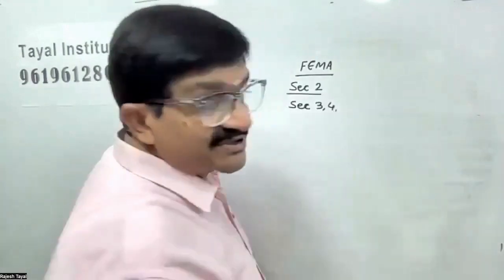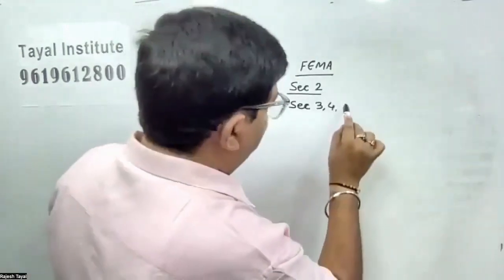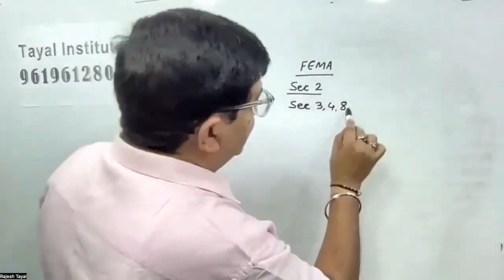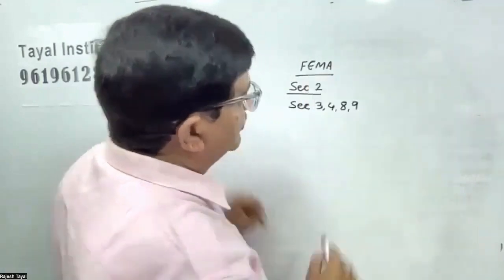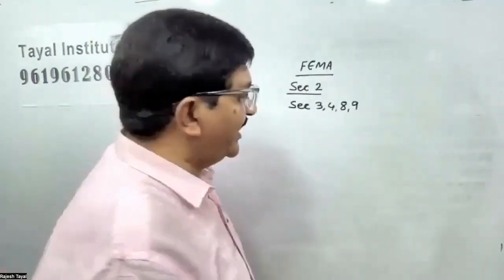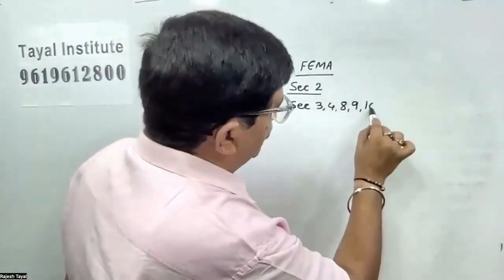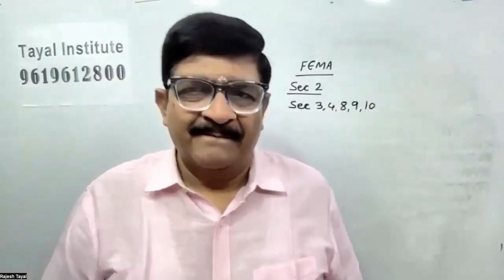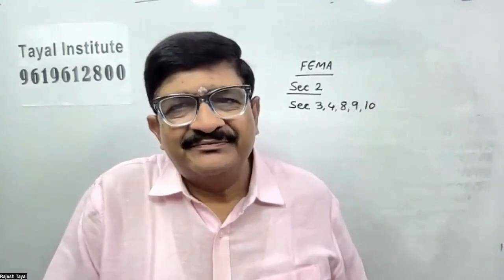Section 5, 6, 7, we have not done. Section 8, responsibility of every person resident in India. And Section 9, this is exemptions from the requirement of Section 4 and Section 8. And Section 10, this is about authorized person. This much we have already done. Do you remember this?